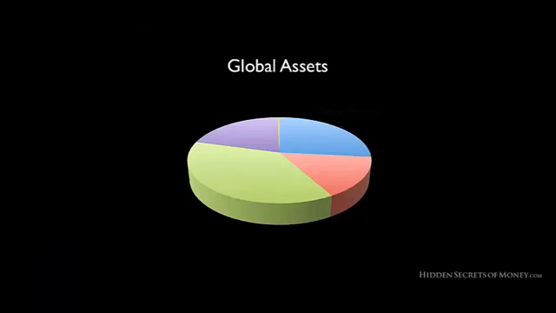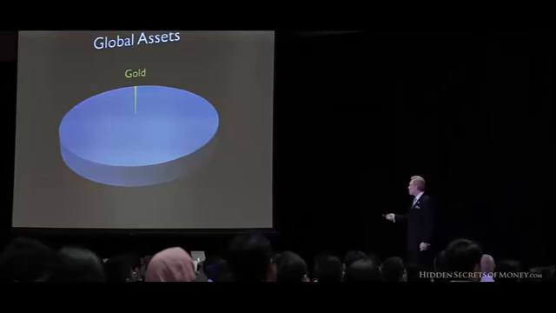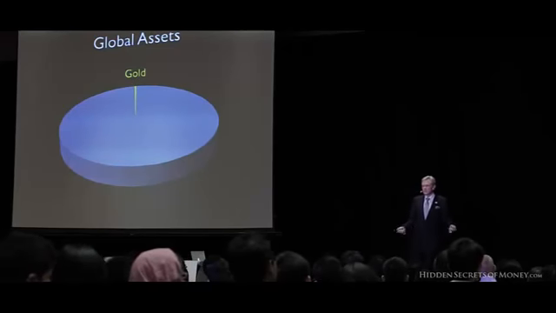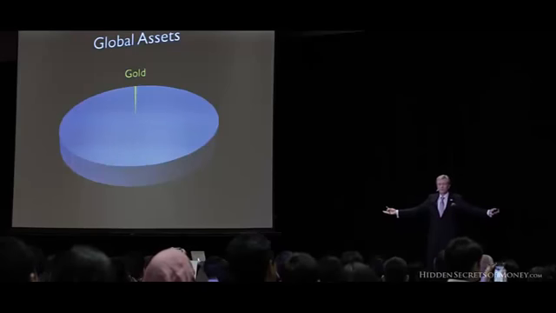So these are the global assets. Here's the bond market. Here's the stock market. This is the value of real estate on the planet. And these are bank deposits, and there's gold. Now, that little slice of the pie is going to get a lot bigger in just the next few years, and it's not going to do it by a whole bunch more gold just appearing. It's going to do it by the price of other assets going down, or at least their value going down, and the value of gold going up.